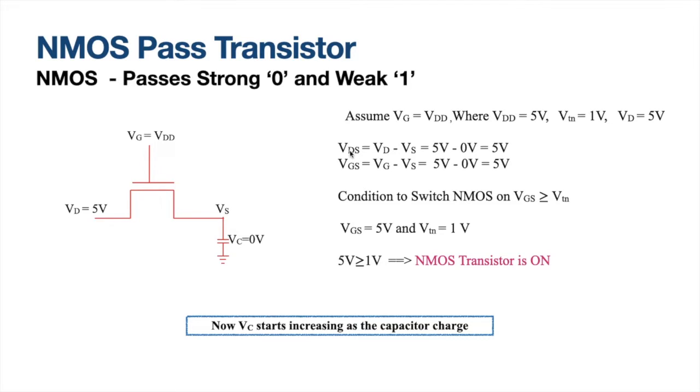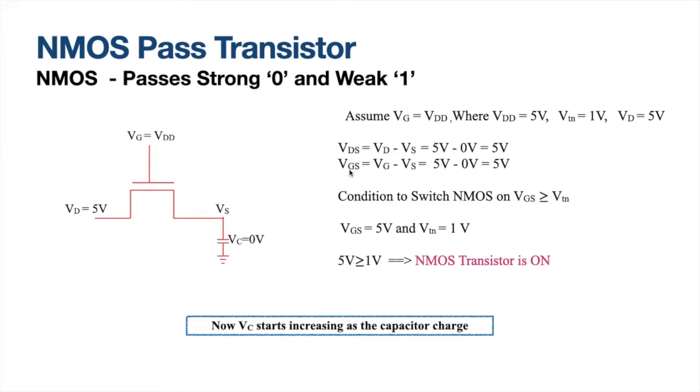VDS is equal to VD minus VS, that is voltage at drain minus voltage at source, which is equal to, what is the voltage at drain? It is equal to 5 volts. What is the voltage at source? VS, right now it is equal to 0 volts. Therefore 5 volt minus 0 volt equal to 5 volts.